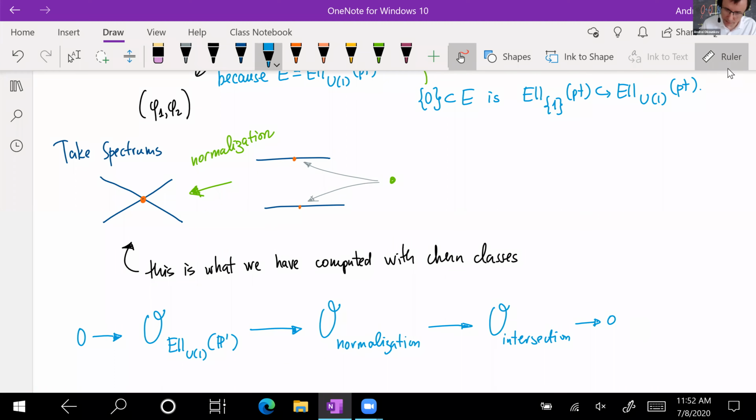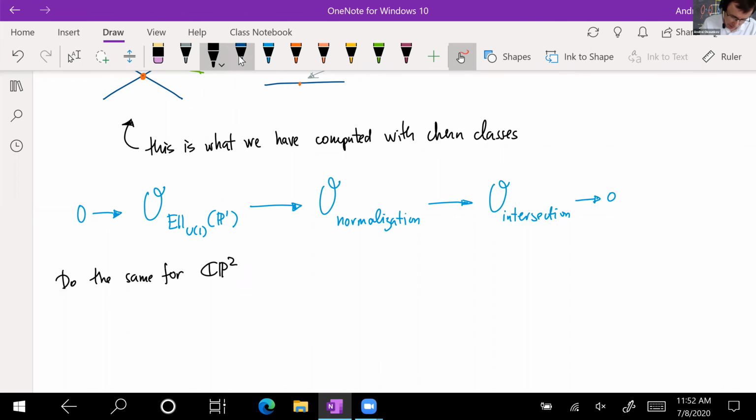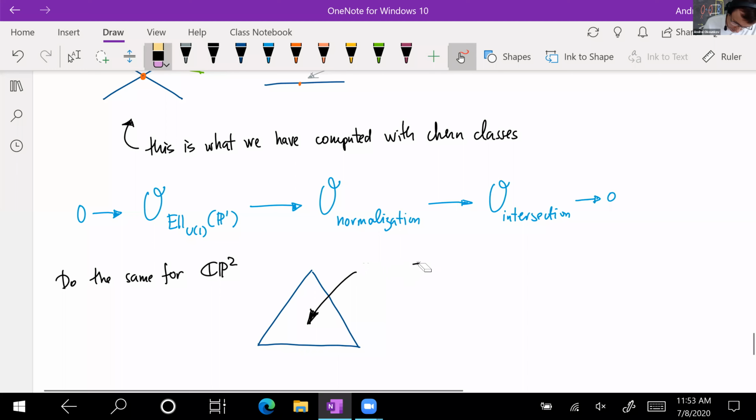You can continue like that. So if I want to do the same for, let's say, CP2, what's it going to be? For CP2, we have three kinds of orbits. Maybe I'll draw a toric diagram of CP2. This looks like that. And there is again one free orbit.